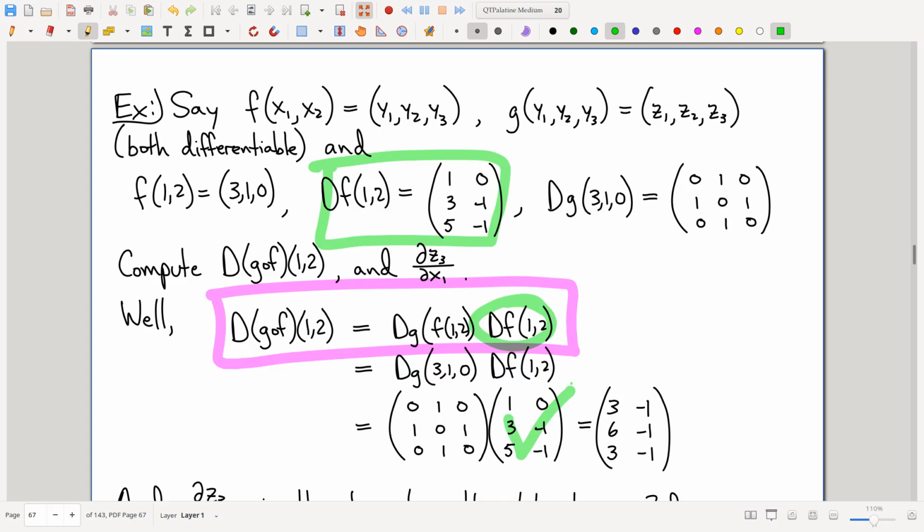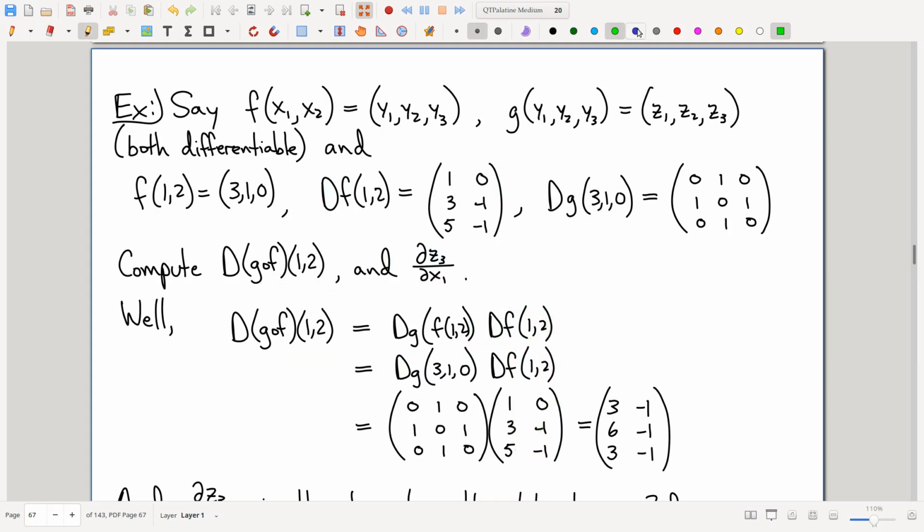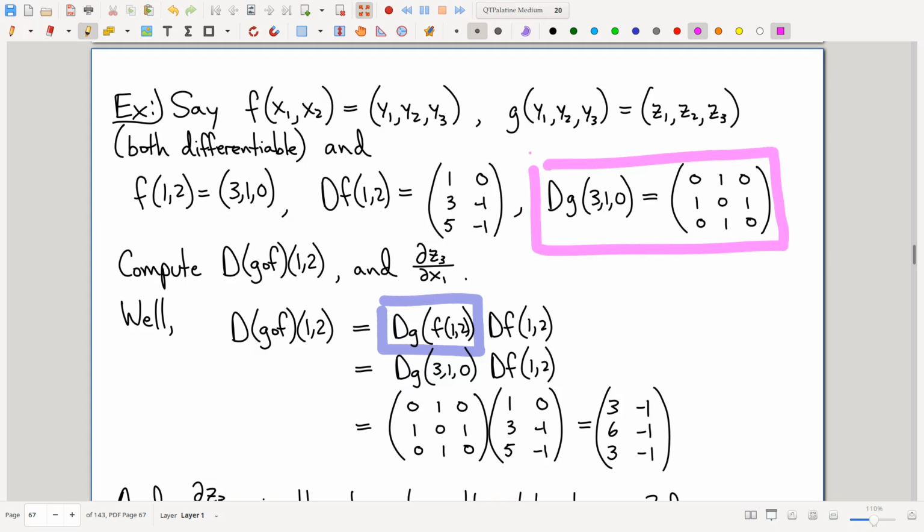Now, next, there's a little bit of a tweak that we're going to have to deal with here. I'm going to need to know the derivative of g at f of (1, 2). I was given the derivative of g at (3, 1, 0). So those do not immediately appear to be the same matrices. But then you notice, very conveniently, f of (1, 2) is (3, 1, 0). So, in fact, that purple matrix that we were given is exactly the dark blue matrix that we actually need.